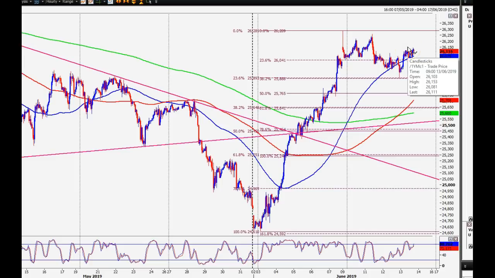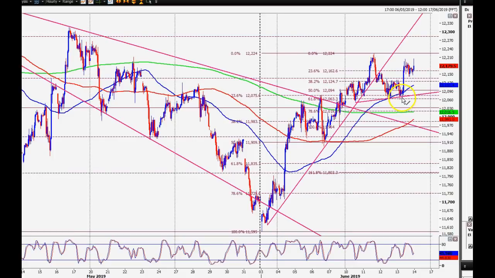If we can beat yesterday's high at 26.153, then this is obviously looking pretty good, and we can start heading up towards 26.250-90. DAX has also rallied nicely off that support level down here at all the fibs, around 12.075.